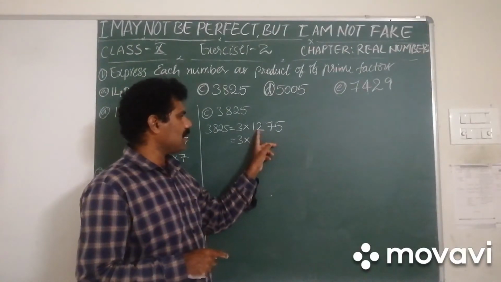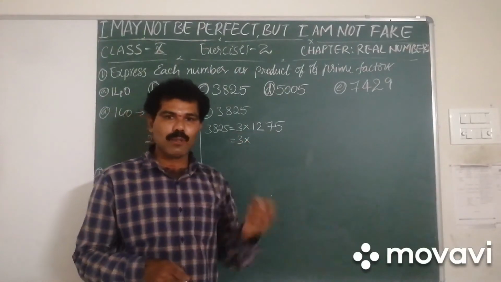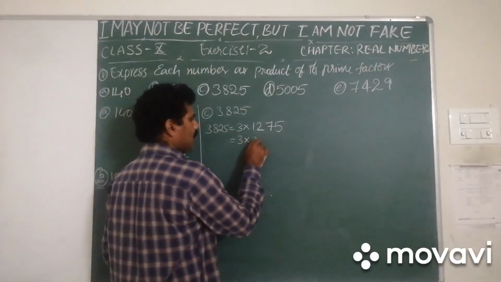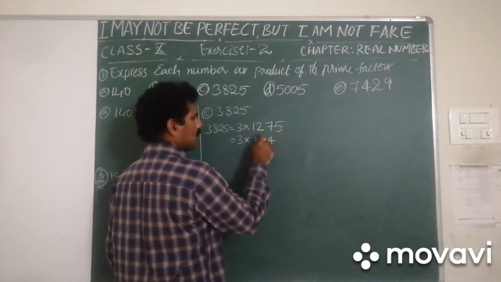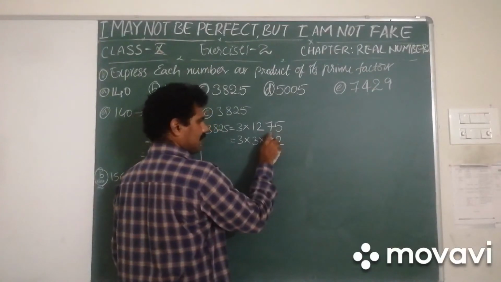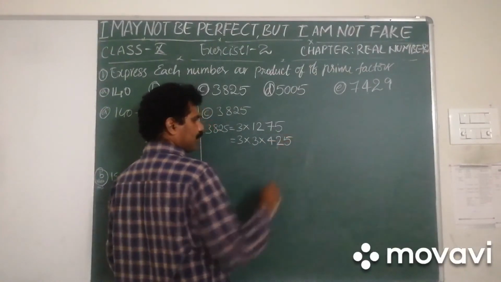Let me check whether 3 divides this number or not. 1 plus 2 is 3, 3 plus 7 is 10, 10 plus 5 is 15. 15 is divisible by 3, so the whole number will be divisible by 3. Now let us see how many times it will divide. 3 4s are 12, 3 twos are 6, so you will have 425, and 15 is 3 5s.